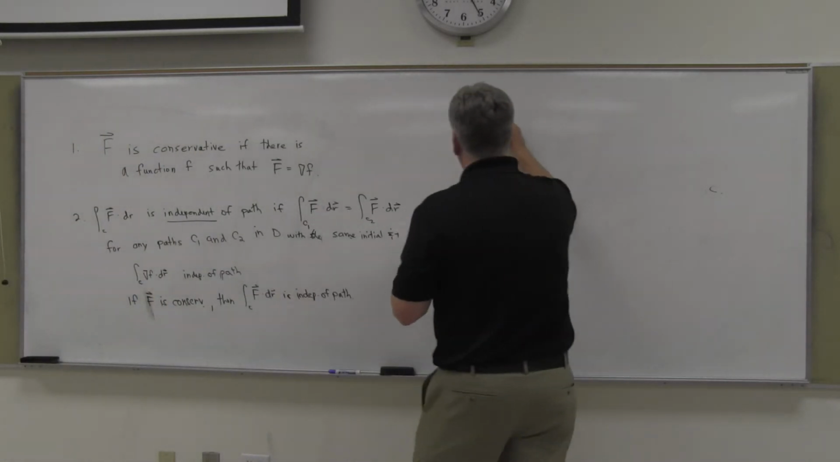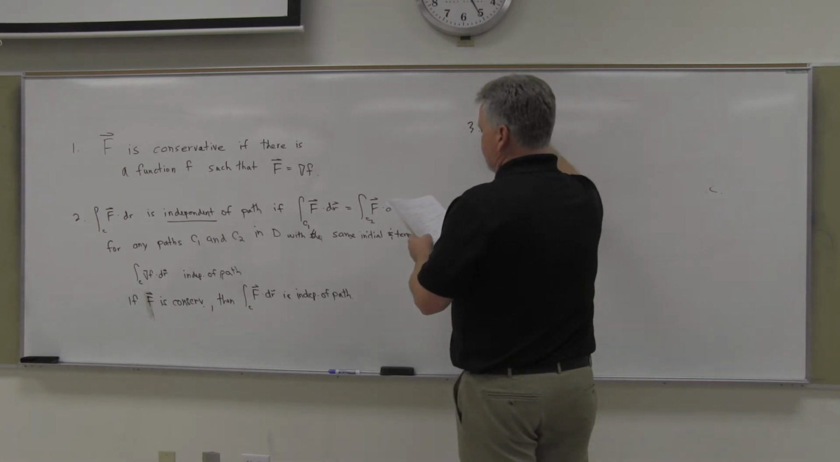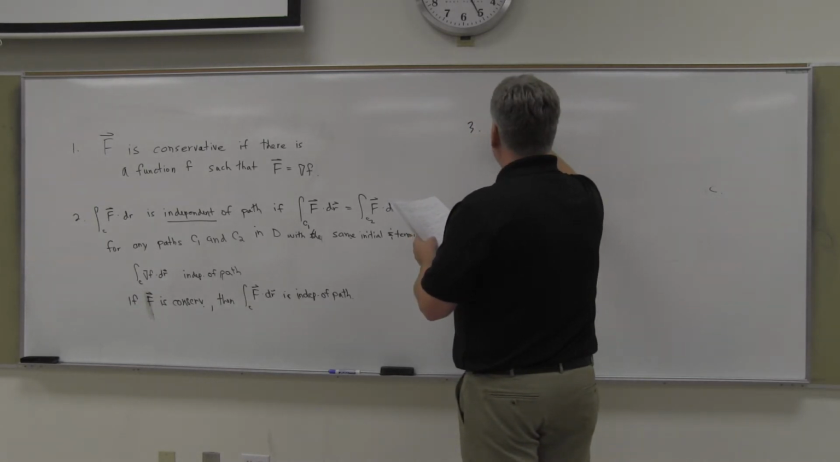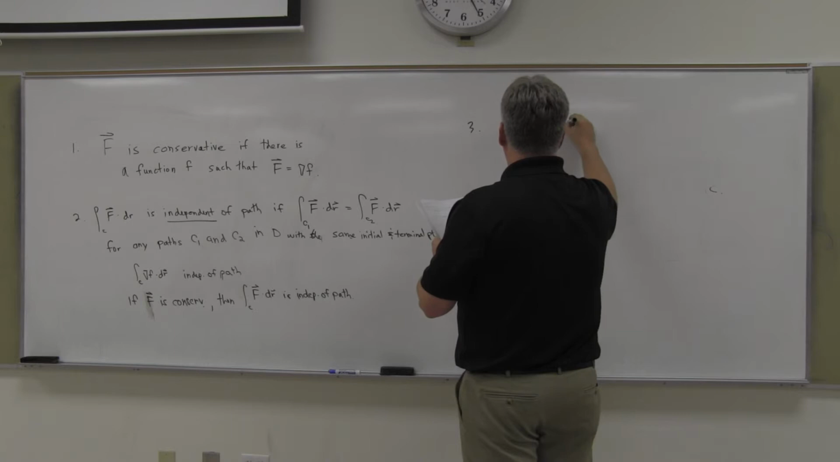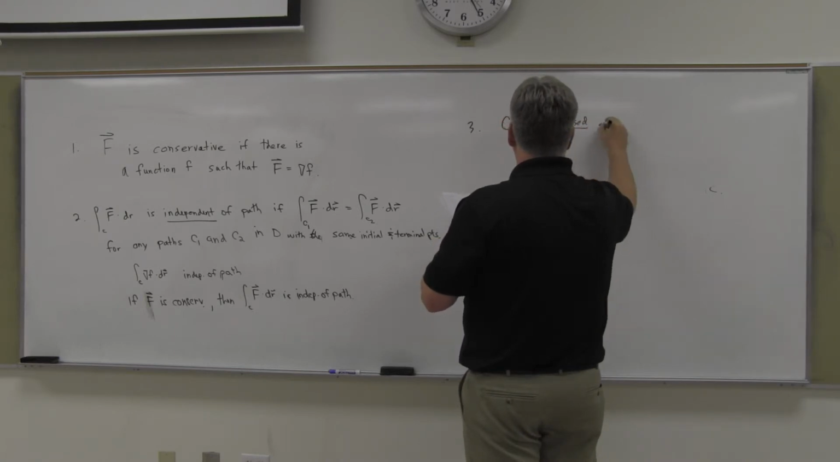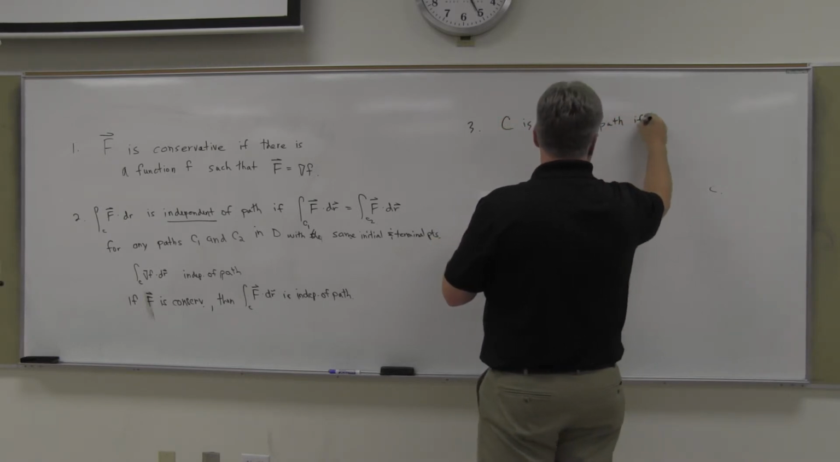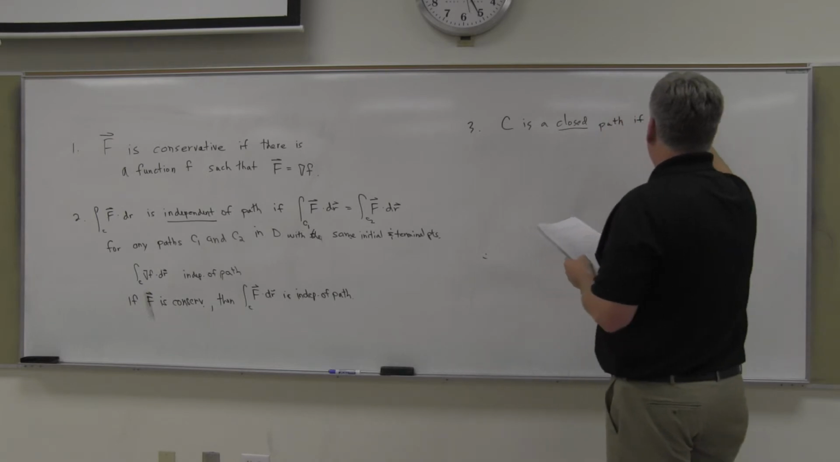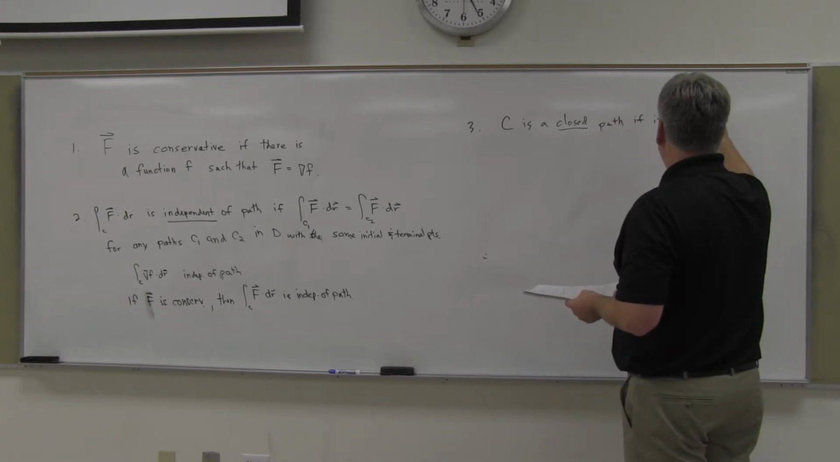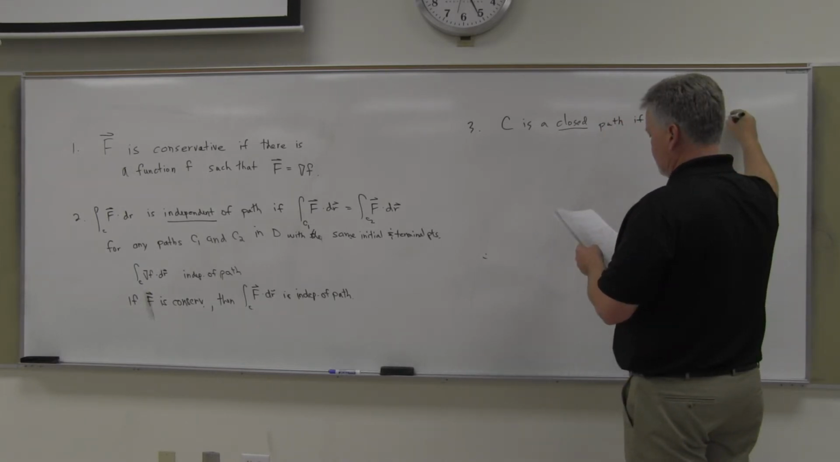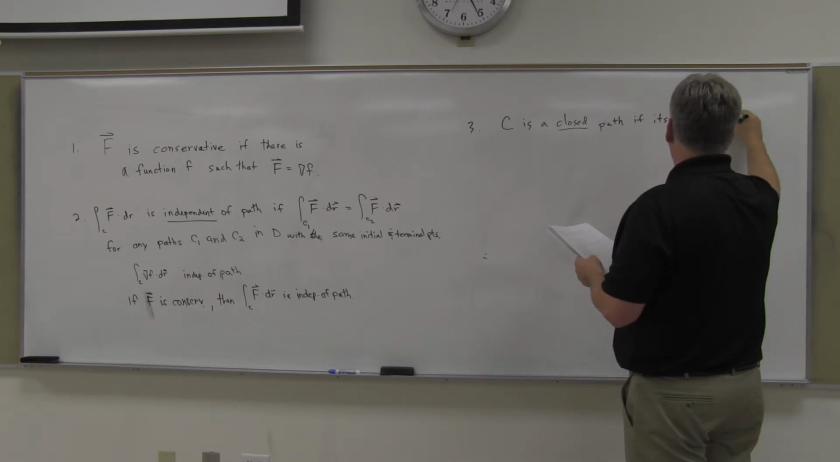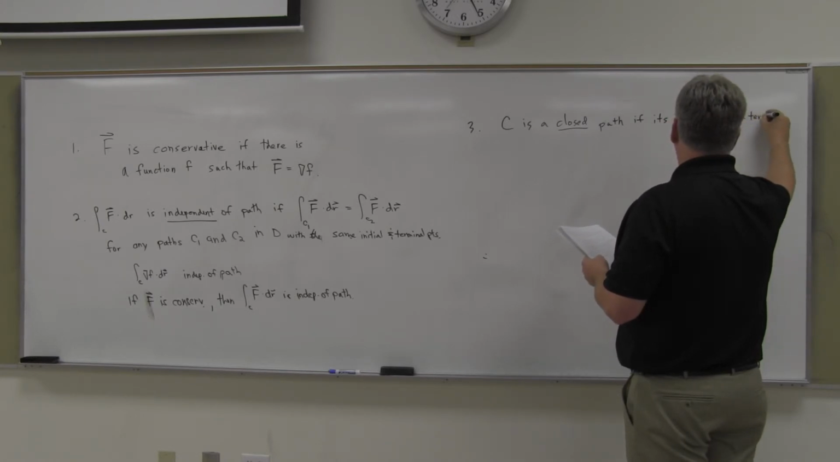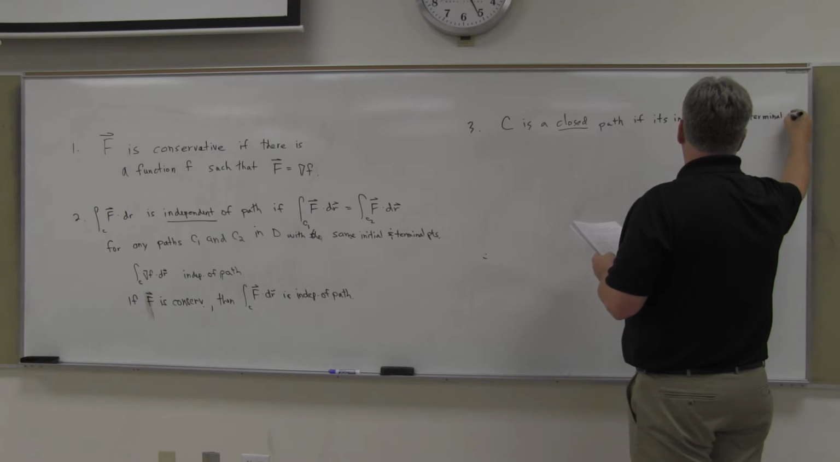Number 3. C is a closed path if its initial point and terminal point are the same.